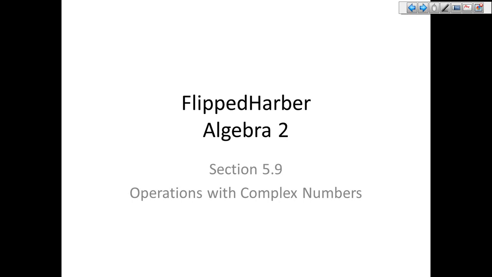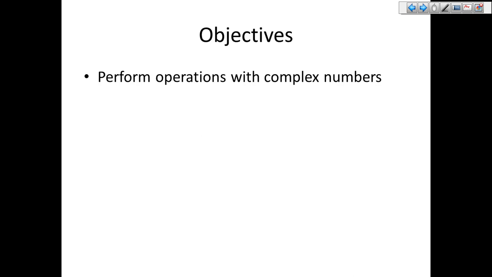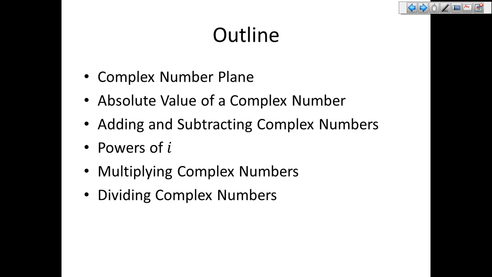In this video we're going to talk about section 5.9, operations with complex numbers. Our objective for this lesson is to perform operations with complex numbers. The outline for the video will start by talking about what's referred to as the complex number plane. Then we'll use that to talk about the absolute value of a complex number. We'll move on to adding and subtracting complex numbers. We'll look at powers of i, then we'll talk about multiplying complex numbers, and we'll end with dividing complex numbers.